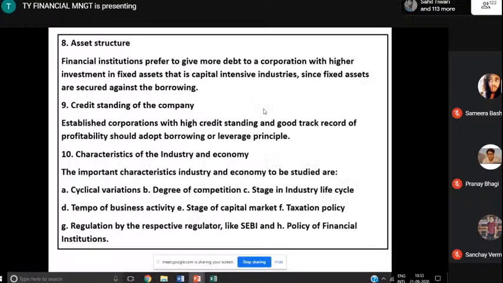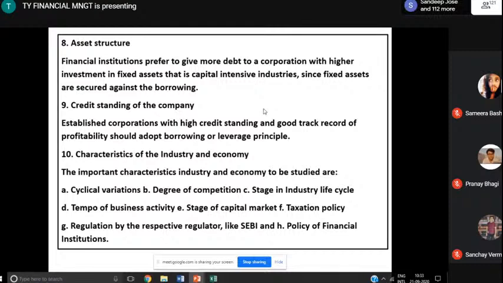Okay, come to the next point. Asset structure. Have you seen this point earlier? Tell me, asset structure. I'll give you a hint: under working capital, you have written the first sentence, factors affecting working capital. Someone should tell me what is asset structure.